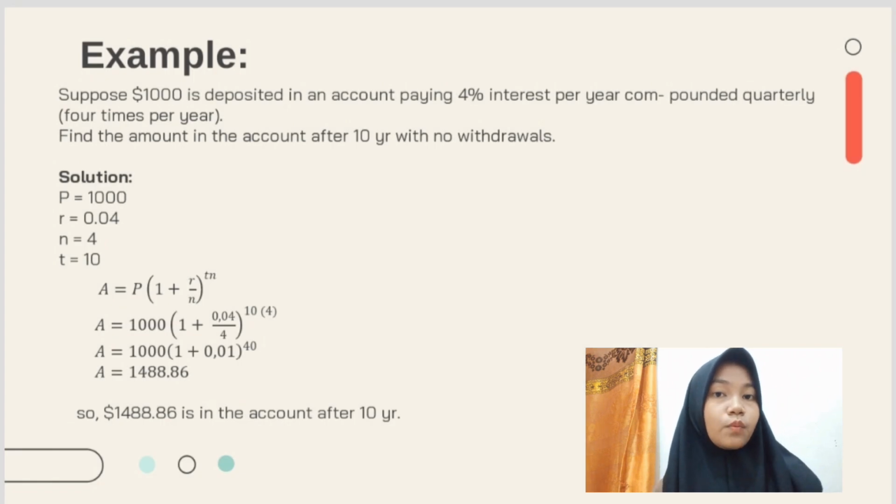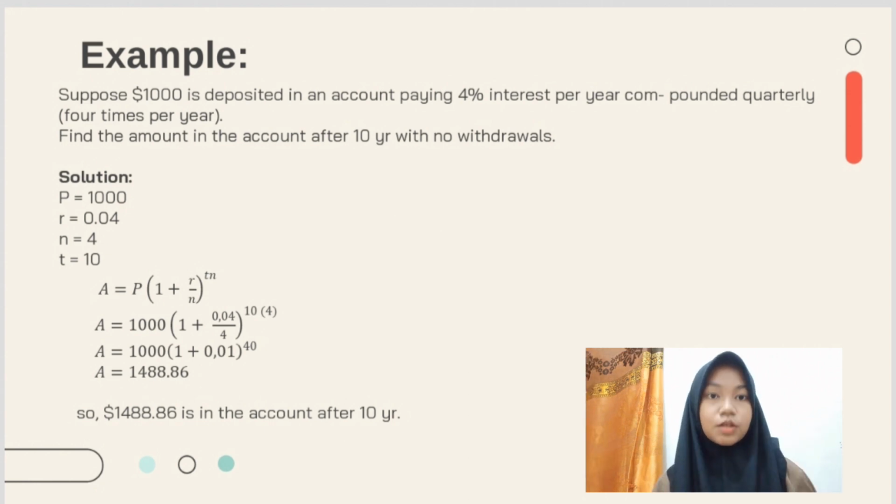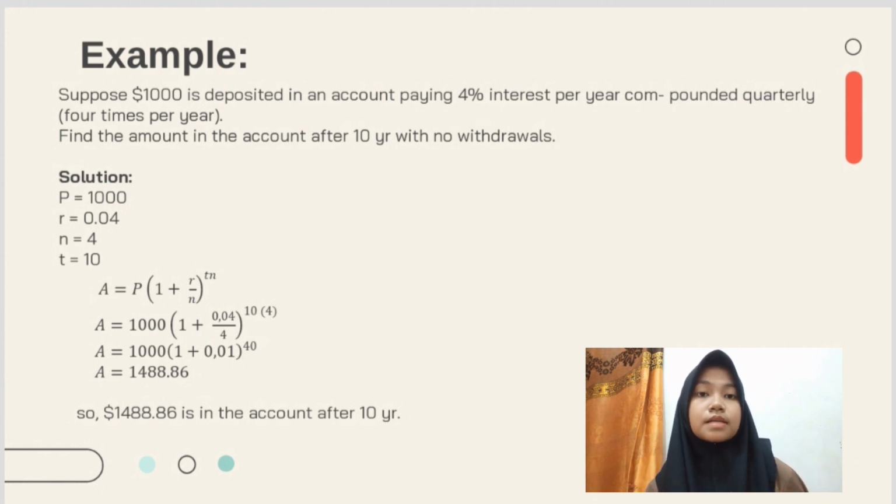Example: suppose $1,000 is deposited in an account paying 4% interest per year, compounded quarterly, 4 times per year. Find the amount in the account after 10 years with no withdrawals. Solution: P is $1,000, r is 0.04, n is 4, t is 10. The formula for compound interest is A equals P times 1 plus r over n, in brackets, to the power of nt.